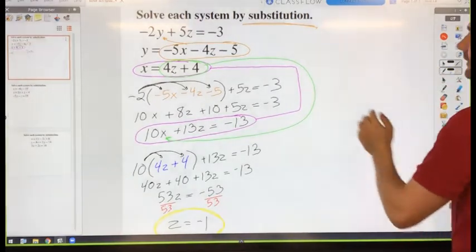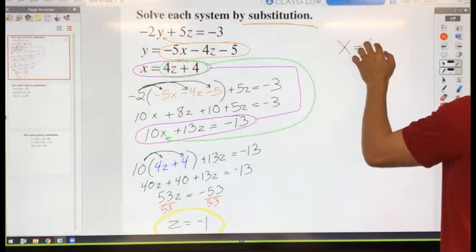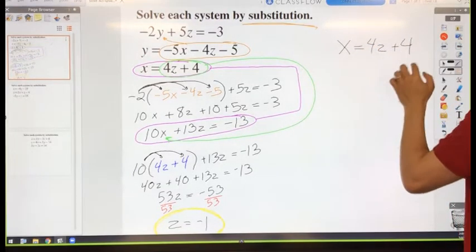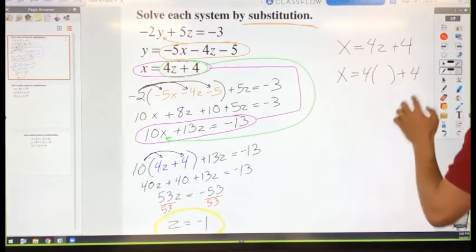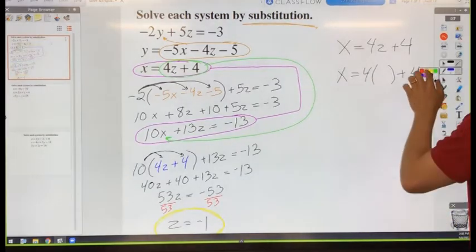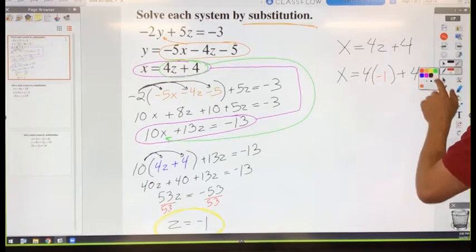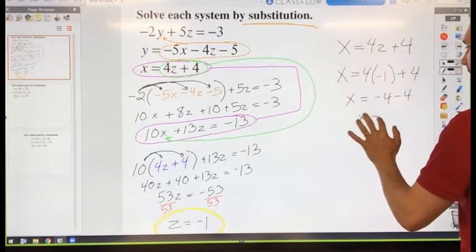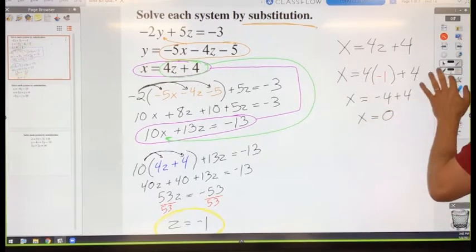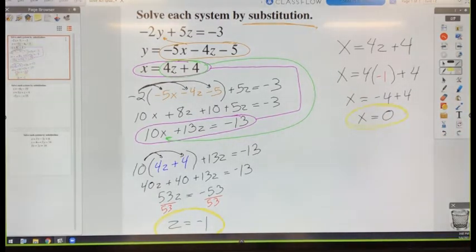Then I'll find x. So x equals 4z plus 4. x equals 4 times z, which is negative 1. And that's going to give me x equals negative 4 plus 4, x equals 0. So the second variable was a lot easier to find than the first. Now I have two variables, x and z.